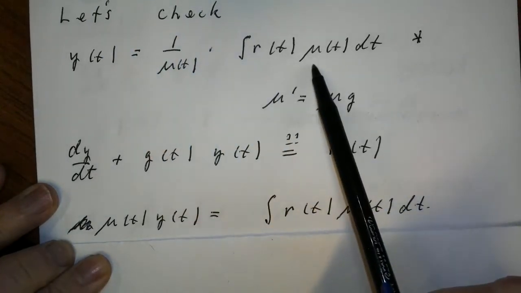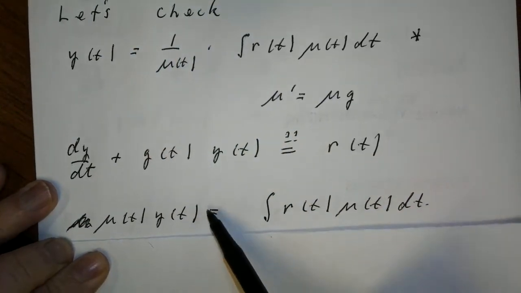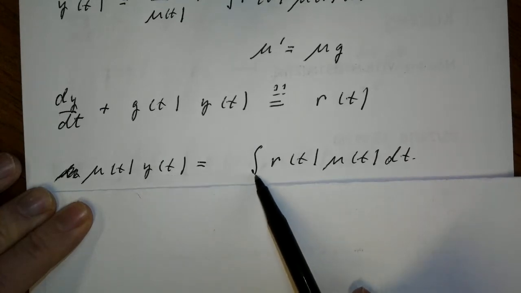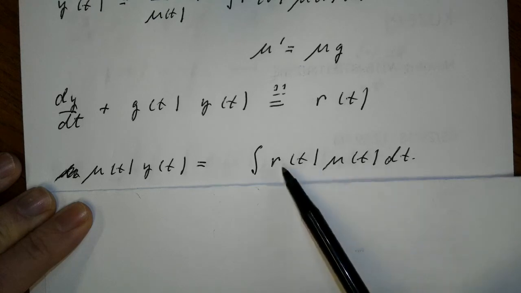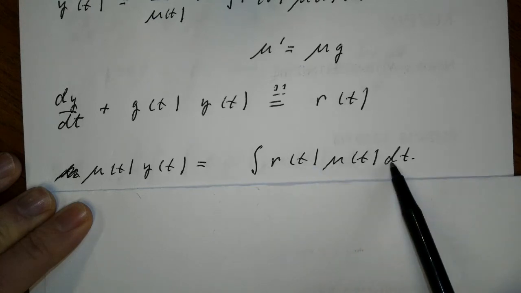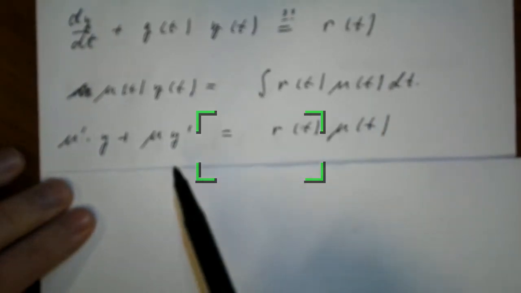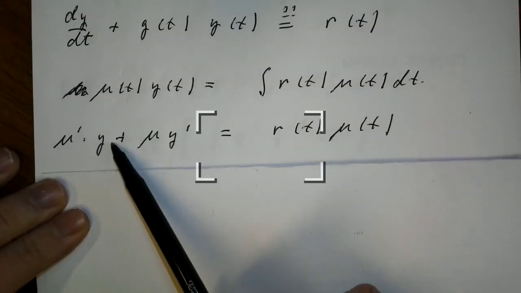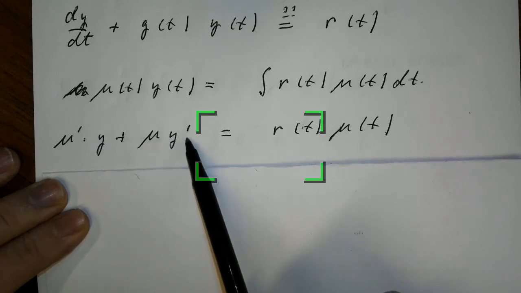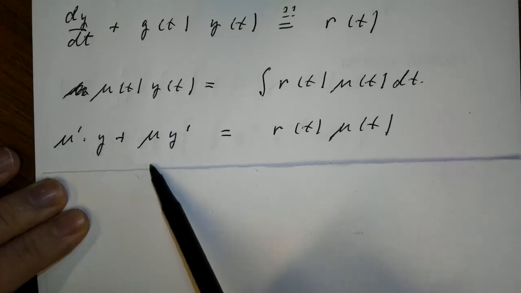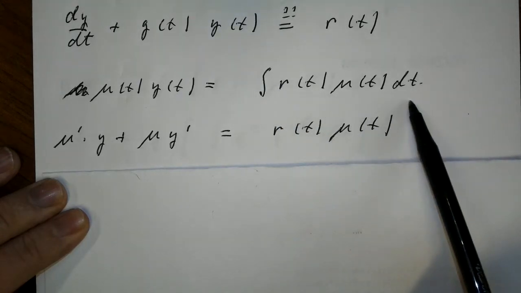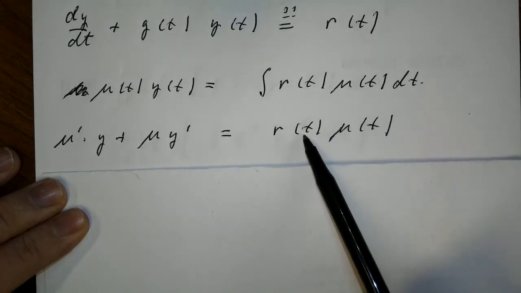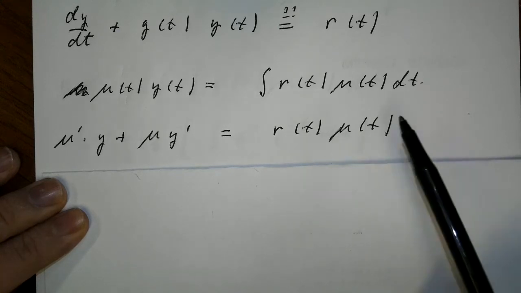Okay. So let's cross-multiply this equation, multiply each side by mu of t. So we have mu of t, y of t equals the integral of r of t mu of t dt. Now we're going to take the derivative of each side. The left-hand side requires me to use the product rule. So I'll have mu prime times y plus mu times y prime. And again, everything here is a function of t. And if I take the derivative of the integral of r of t mu of t, I just get r of t mu of t. The derivative and the integral cancel.